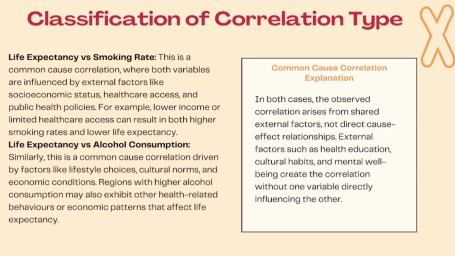For example, in regions where smoking and alcohol consumption are higher, there may also be lower health awareness, limited access to healthcare, or poorer mental well-being, which in turn impact both life expectancy and these behaviors. The relationship between life expectancy, smoking, and alcohol consumption isn't due to one directly causing the other, but rather due to these shared external influences.